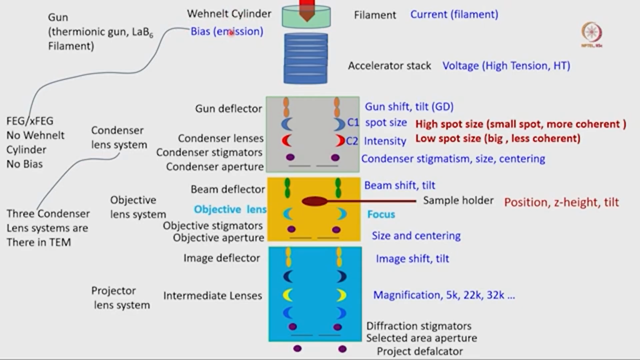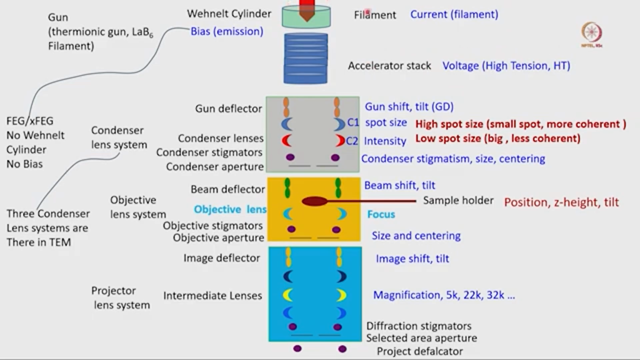So you can see that this emission is going to control how much emission there is. Then in the gun, it will be a different type of gun or filament, whatever we want to use. Now it is coming to the accelerating stack. There will be multiple stacks piled up together. So here the accelerator stack is called the voltage or high tension.